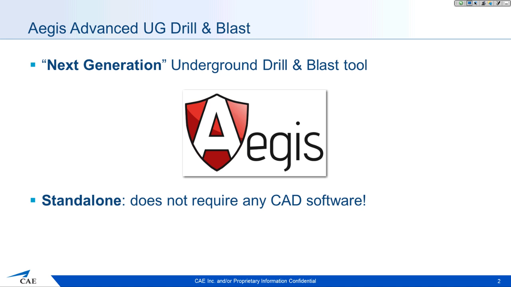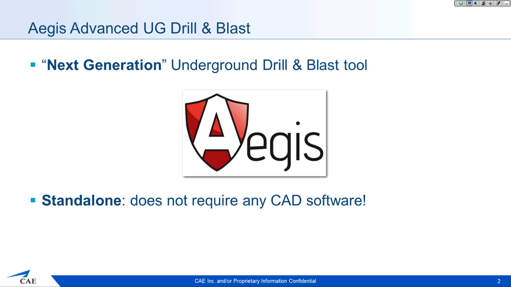So there's two modules for Aegis. There's Aegis Designer. Aegis Designer was released in October of 2013. So it's been around for about 6 months. And then Aegis Analyzer, which is going to be released in a couple of weeks in April.